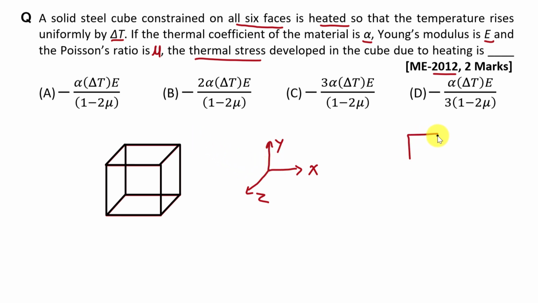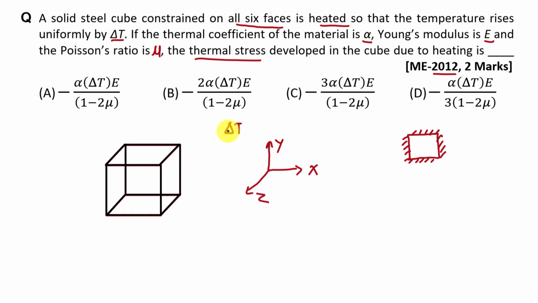Understand that if this is the cube in 2 dimensions, then we restrict all the surfaces like this. And this front and back surface is also restricted. Means here change in dimension is restricted. And we are increasing the temperature by delta T. Then we have to find out the thermal stress produced in this cube.